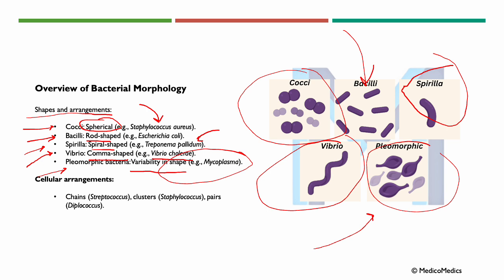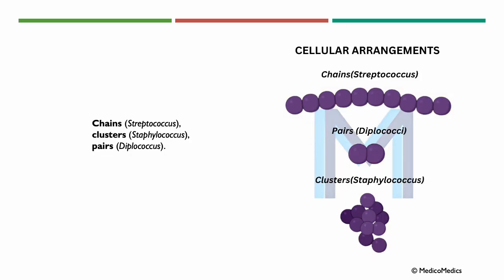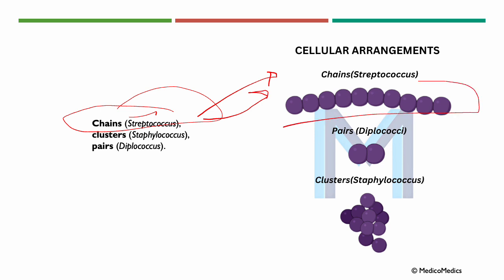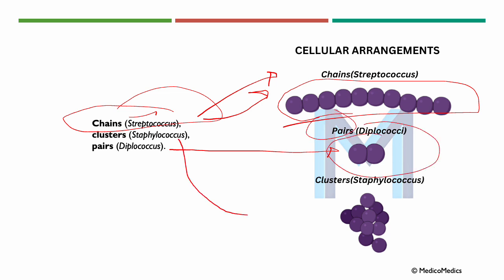Now, cellular arrangements. So we can have chains, like for example, Streptococcus. These can be in clusters, like Staphylococcus, and they can be in pairs, like Diplococcus. So all in all, bacteria come in different shapes, sizes, and forms. Here then we have an illustration of these cellular arrangements. So as we mentioned, the chains seen in, for example, Streptococcus, we can see here the pairs in Diplococci. You can see it here. And of course, clusters in Staphylococcus, you can see illustrated here.